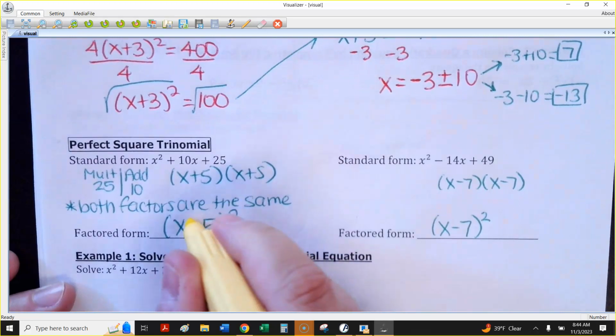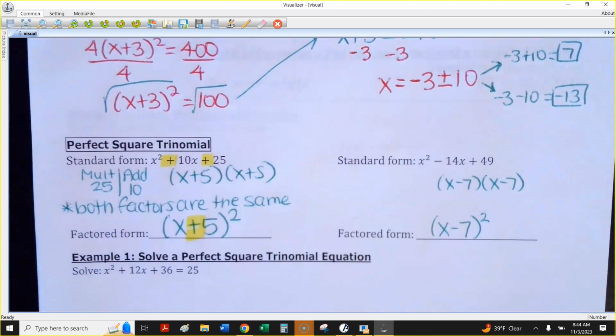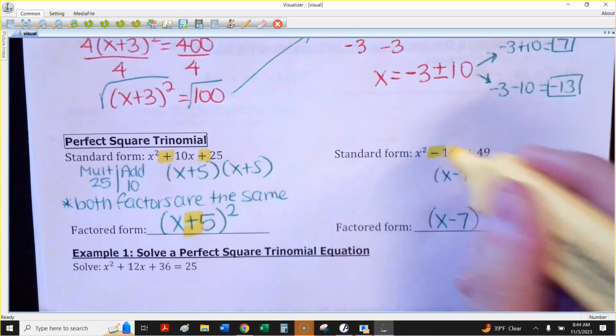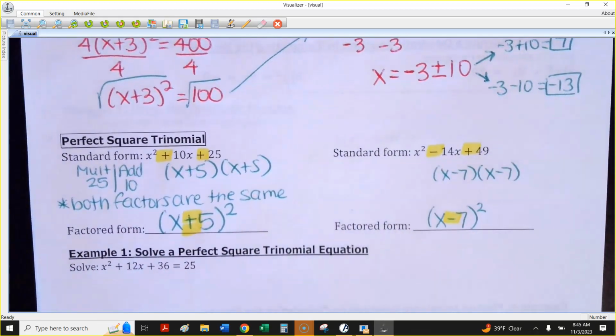I just wanted to make sure you guys knew it was okay. So if you have plus plus, then you're going to have a positive factor. If you have a minus plus, then inside the factor it'll be x minus that. So you can have a plus or a minus, it just depends on the question. Those are both okay.